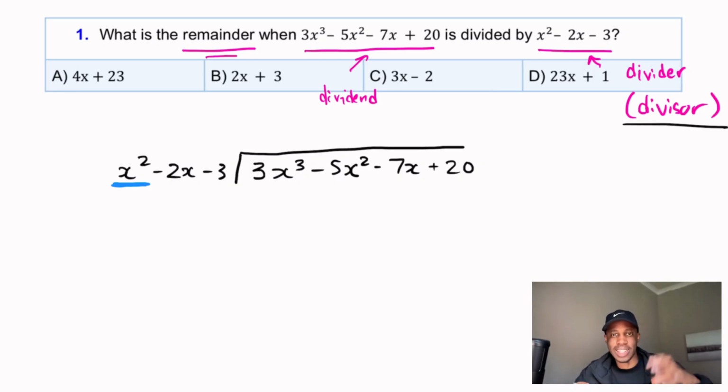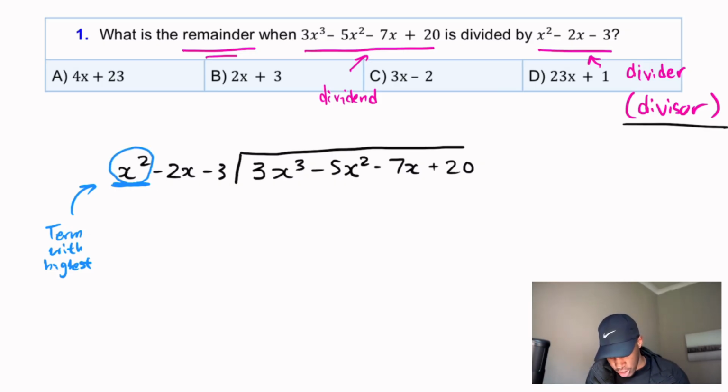Or the term that has the highest exponent when you look at the divisor. So in this case, it's going to be the x squared. This is the term with the highest exponent. Then what we're going to do is compare it with the actual dividend. So now we're going to say, okay, how many times does x squared go into 3x cubed? That's the first thing that we're going to do, similar to how you do it in typical long division questions. We're going to ask ourselves, how many times does x squared go into 3x cubed?